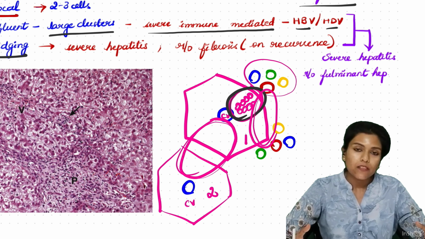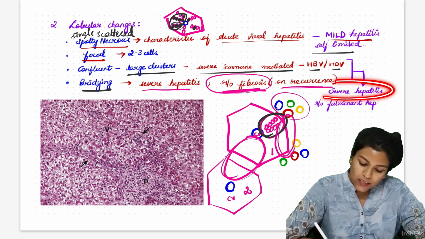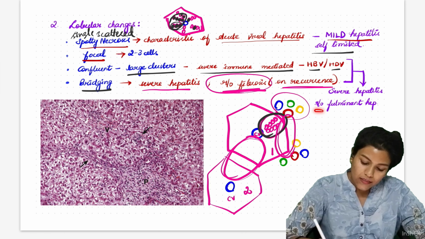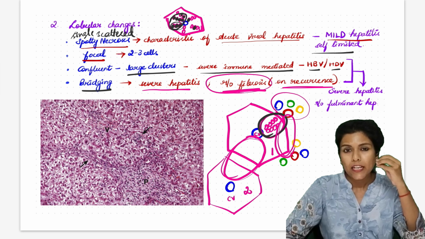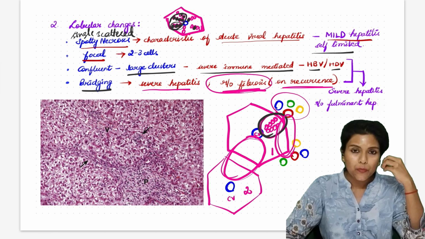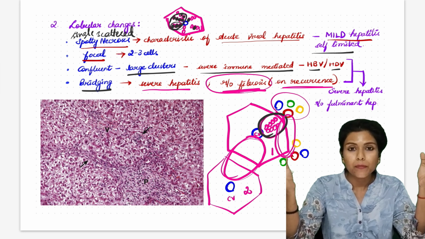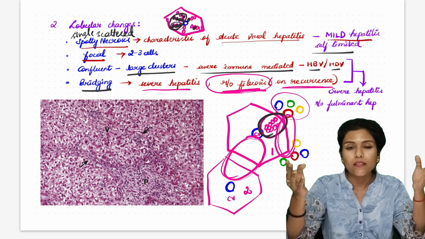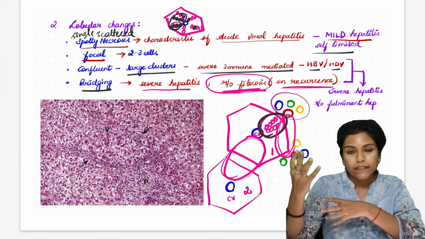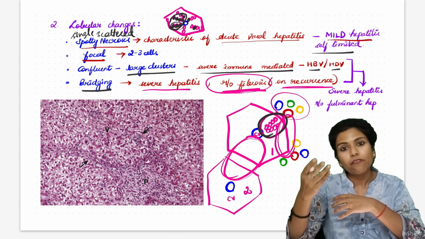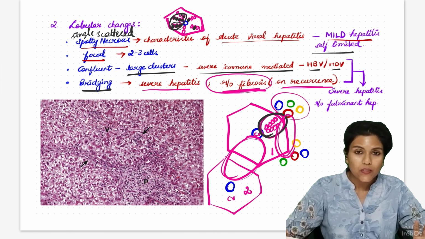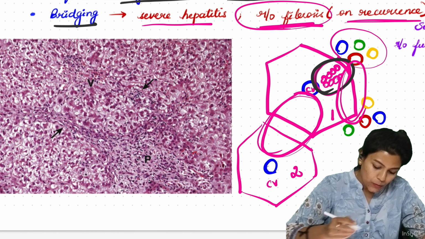And the confluent and the bridging kinds of necrosis are associated with severe hepatitis, and they also have a risk of fulminant hepatitis. Fulminant means that within a short duration, there is a rapid or severe outburst of hepatitis. It will rapidly progress to failure because a large number of hepatocytes are undergoing necrosis. Therefore, confluent and bridging necrosis are associated with increased risk of fulminant hepatitis. So we are clear with these concepts, and let us see this histopath image.